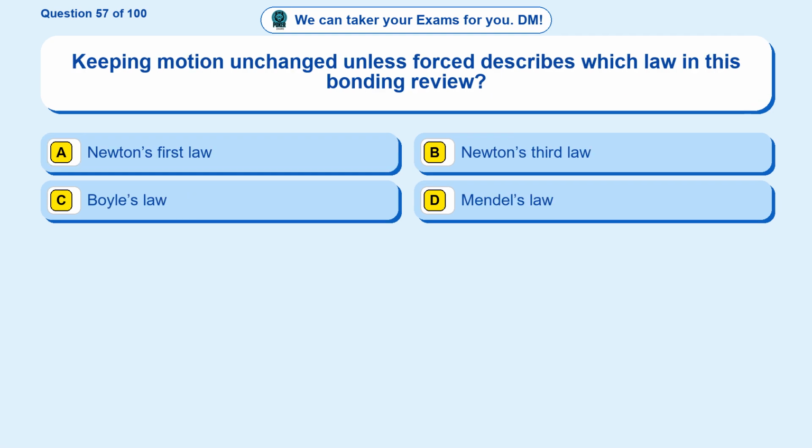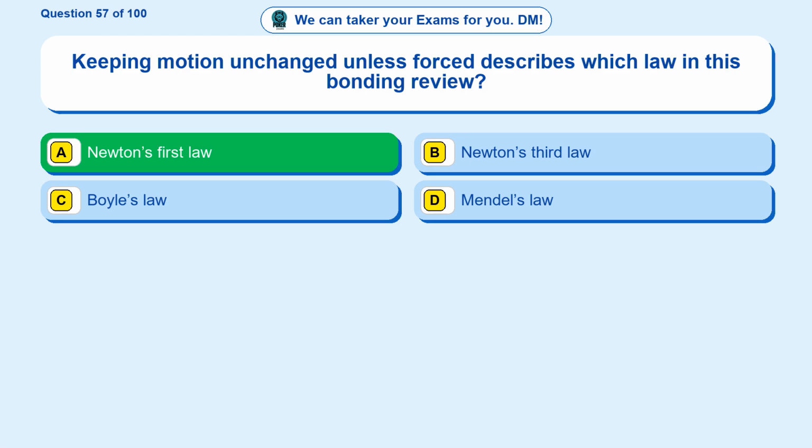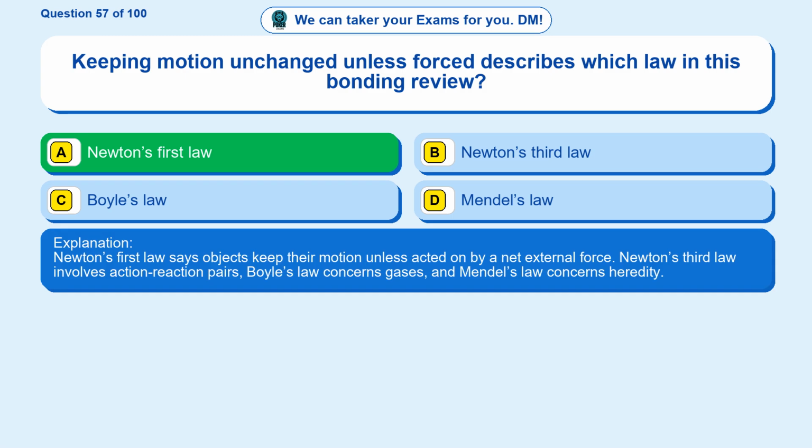Question 57. Keeping motion unchanged unless force describes which law in this bonding review? Option A, Newton's first law. Option B, Newton's third law. Option C, Boyle's law. Option D, Mendel's law. The correct answer is option A. Newton's first law. Newton's first law says objects keep their motion unless acted on by a net external force. Newton's third law involves action-reaction pairs, Boyle's law concerns gases, and Mendel's law concerns heredity.